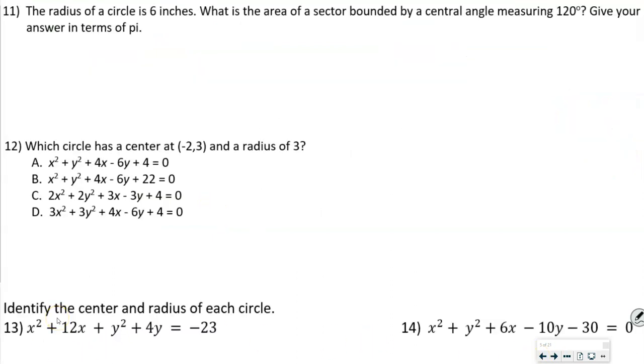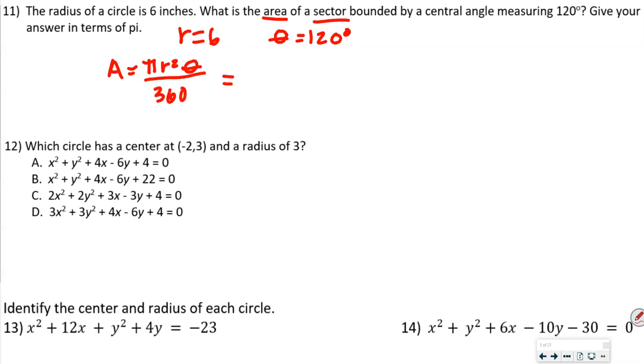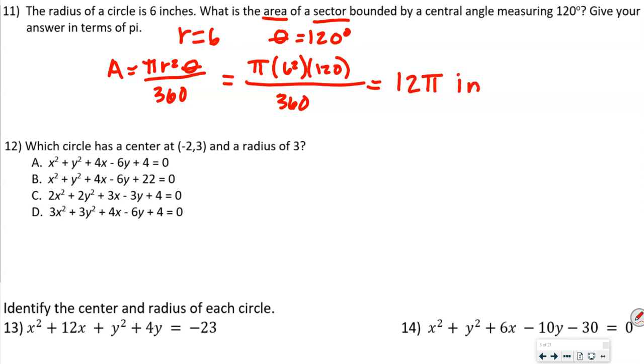Number 11 says the radius of the circle is 6 inches, so r is equal to 6. What is the area of the sector bounded by a central angle measure of 120? So theta is 120 degrees. And our formula is area is equal to pi r squared theta, because it says sector area, right, over 360. So we're just going to populate this formula, pi times our 6 squared times our 120 divided by 360. When I do that, I got... Oh, and it says to leave the answer in terms of pi, so I just do 12 pi here, okay? And it would be inches squared.